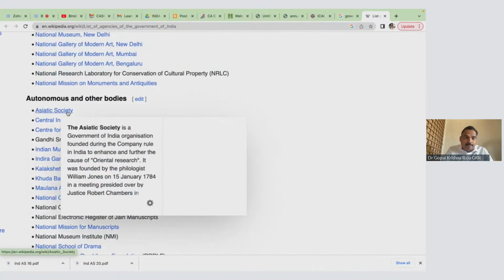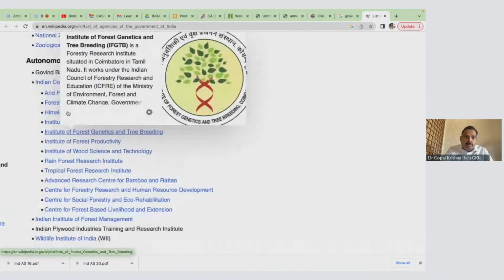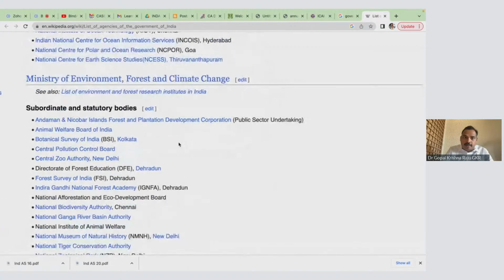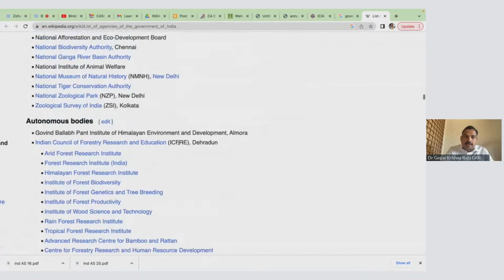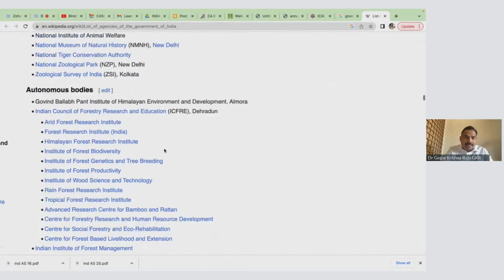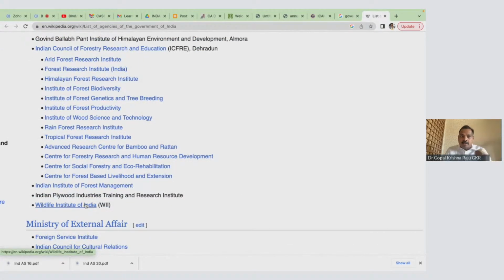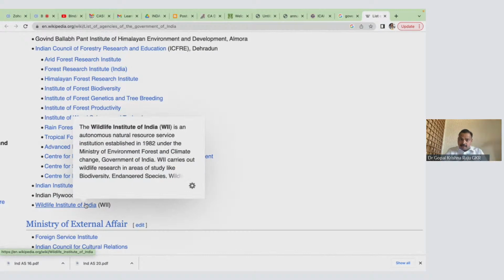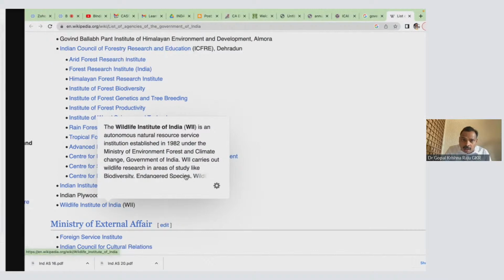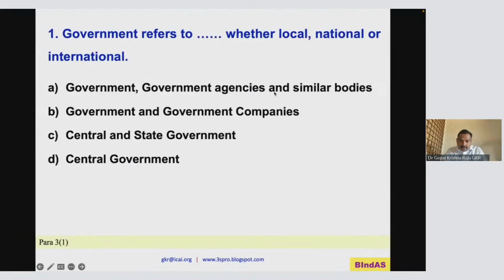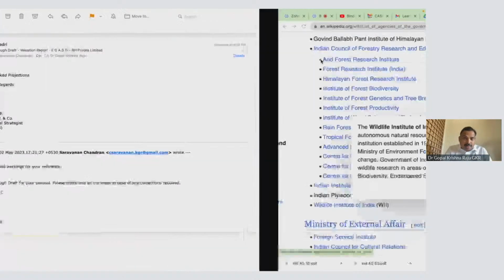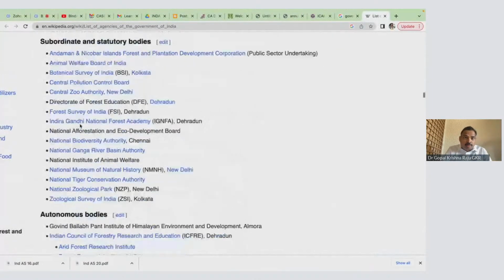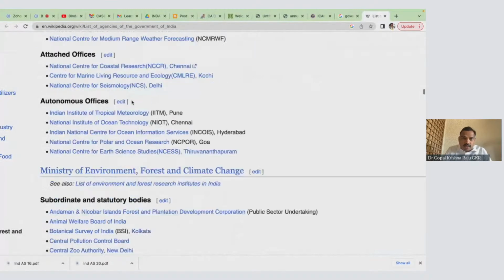Asiatic Society. Okay. With respect to the Ministry of Environment and Forest, look at these various bodies. These are all agencies of government. Wildlife Institute of India is an institution coming under the Ministry of Environment. So all these are government agencies and similar bodies. That is why you have various names here: autonomous bodies, subordinate bodies, statutory bodies.